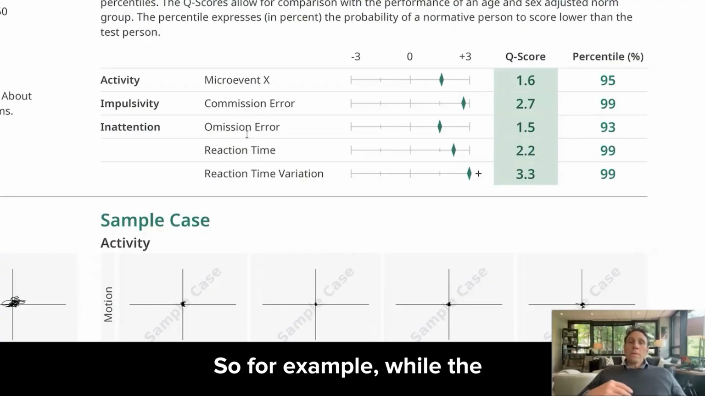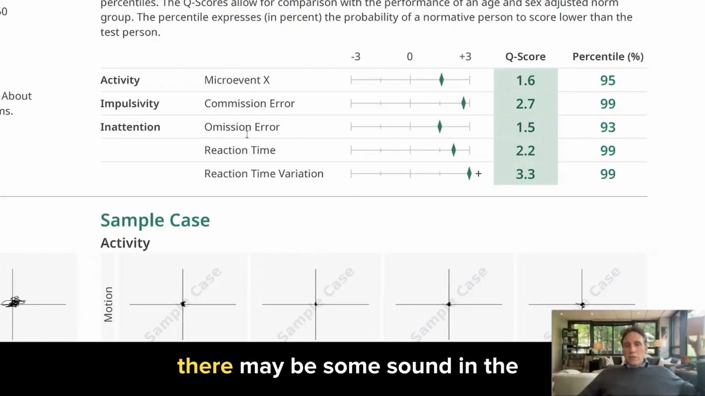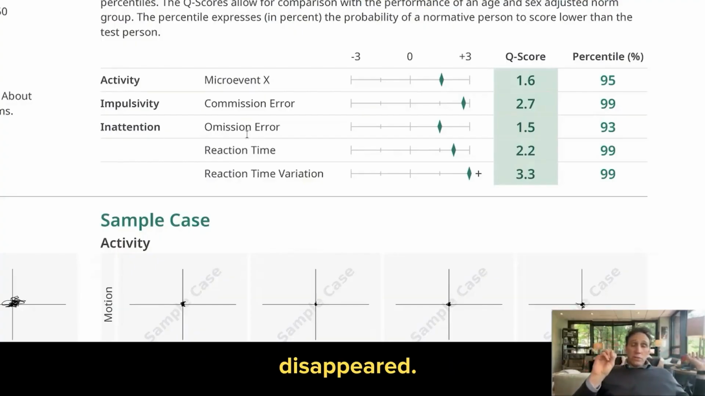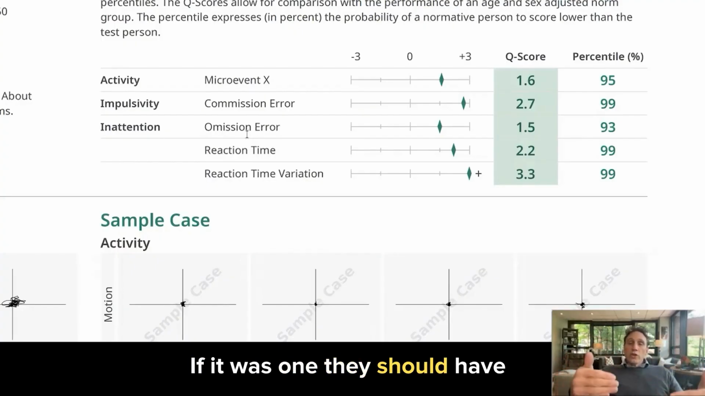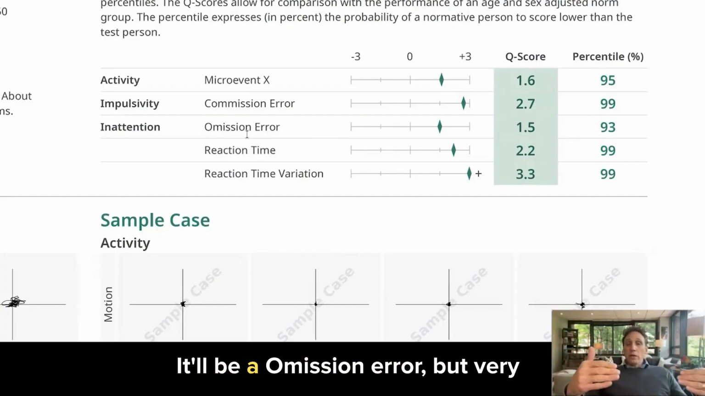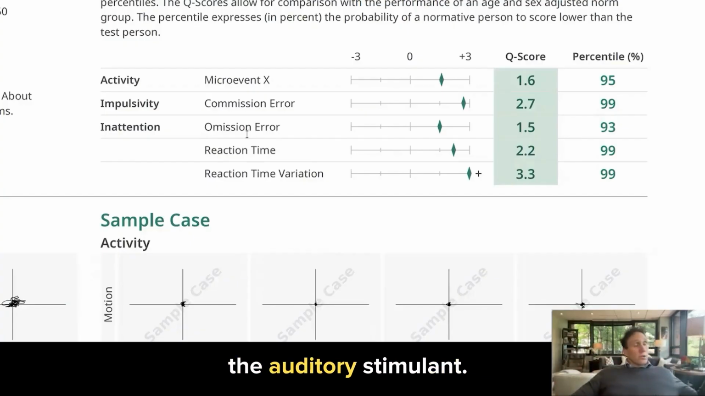So for example, while the patient's doing the test, they may be locked in, clicking, and while they're doing the test, there may be some sound in the hallway. And so they turn their head to locate that sound. That's an impulsive reaction, right? It's a sensitivity to the auditory stimuli. While their head is turned, the figure may have flashed and disappeared. If it was one they should have clicked on, they never even saw it, right? So they're going to miss clicking it. It'll be an omission error, but very much caused by the reactivity to the auditory stimuli.